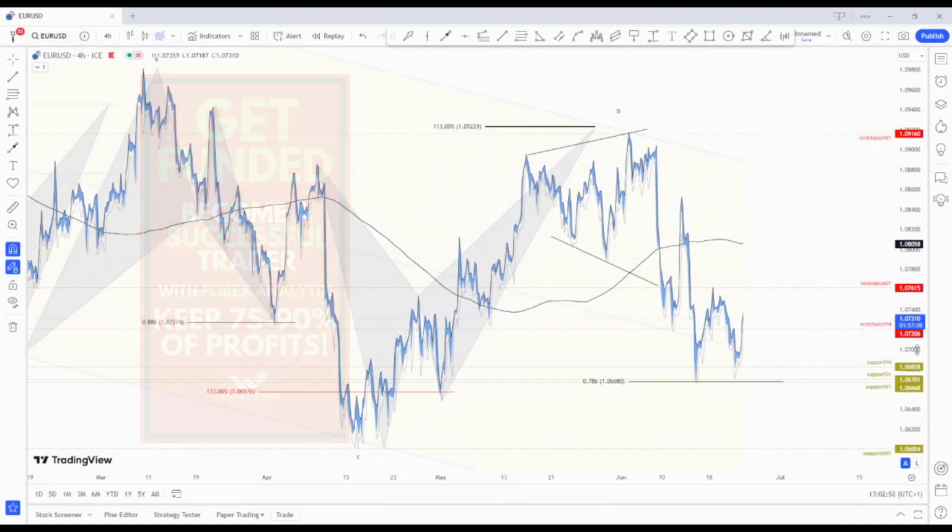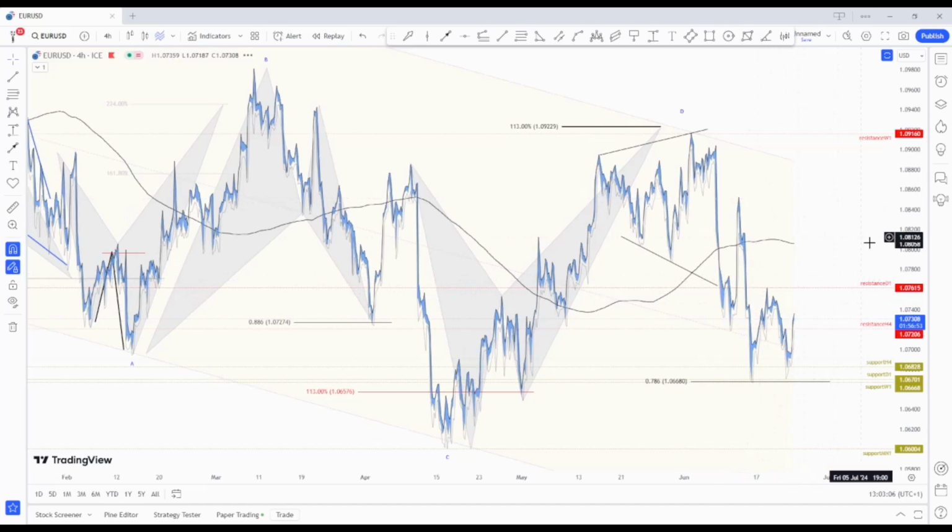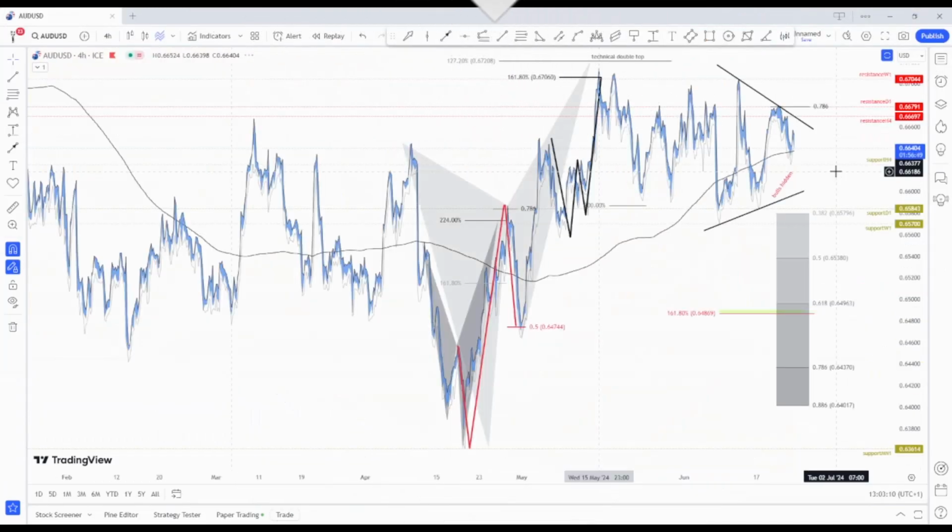Found support at 106.66. We have resistance at 107.61, which could act as a neckline for a potential double bottom. So this level will be crucial to monitor during the week if we start to approach those levels. Let's jump into the Aussie.